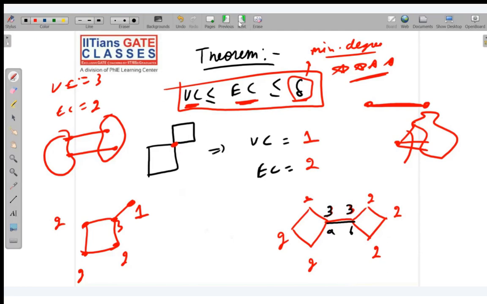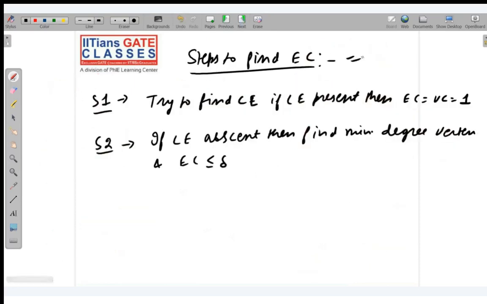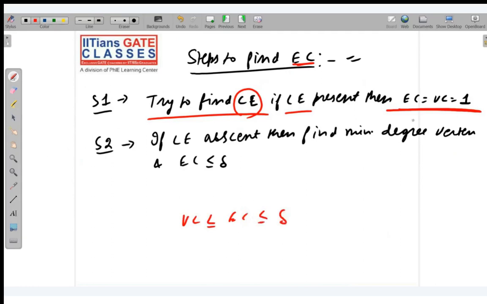Done, sir. Okay. So how to find edge connectivity? Try to find a cut edge. If a cut edge is present, then edge connectivity is equal to vertex connectivity is equal to 1. Why am I saying so? Because vertex connectivity is less than or equal to edge connectivity is less than or equal to delta. Now if a cut edge is present, edge connectivity will be 1, so vertex connectivity should be less than or equal to 1. So obviously vertex connectivity will be 1. 0 is not possible.